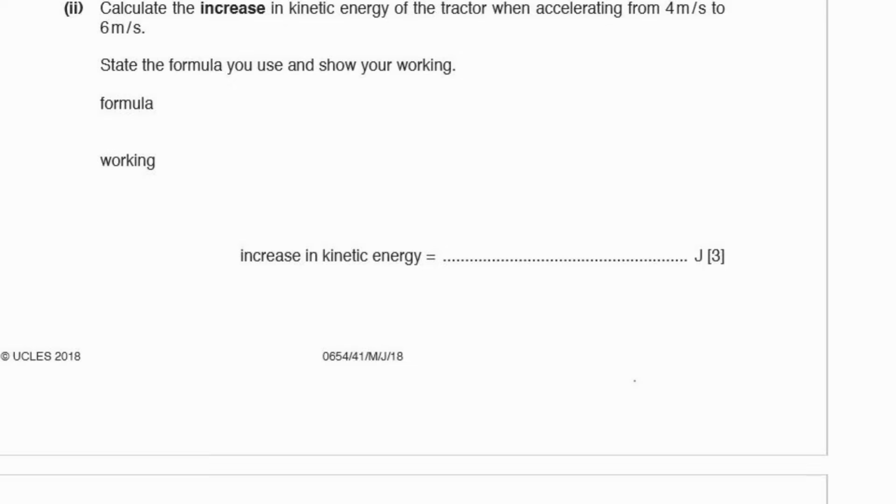2. Calculate the increase in kinetic energy of the tractor when accelerating from 4 meters per second to 6 meters per second. Okay, well, the formula for kinetic energy is 1/2 mv squared. So change in kinetic energy is just the final kinetic energy minus the initial kinetic energy.